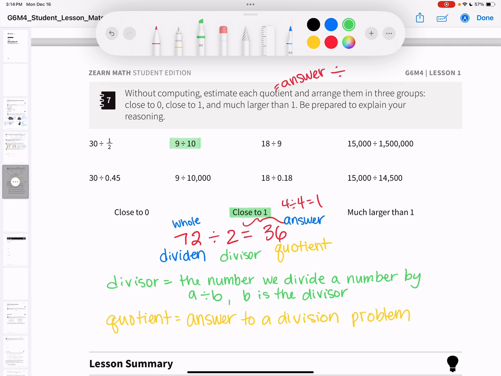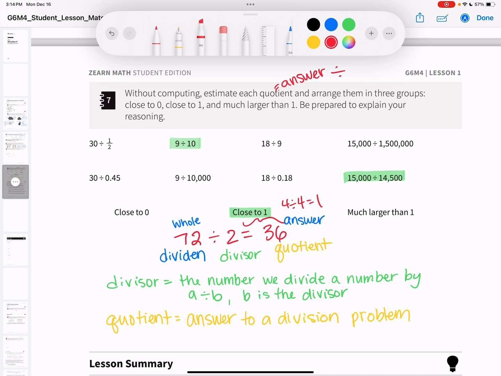So 30 divided by 1/2, not going to work. That's definitely not close to 1. 18 divided by 9, that's not close to 1. 15,000 to 1,500,000, no. Oh, you can see here, 15,000 and 14,500. That's pretty close to 1. All right. Let's look. I don't think I see any others that are close to 1.